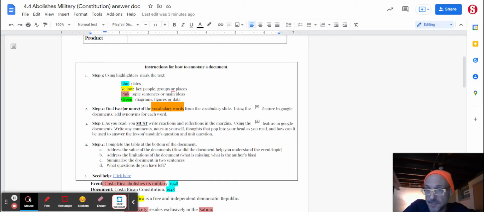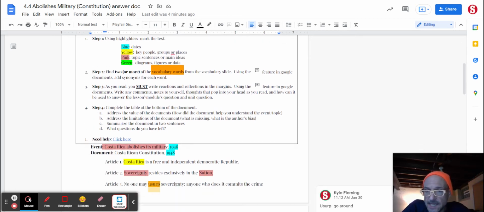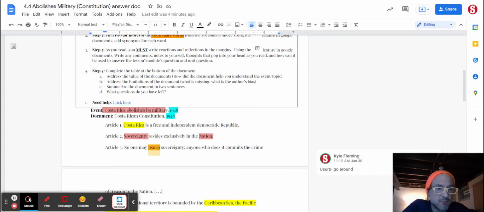We're highlighting. Blue is dates, yellow is key people, groups, places, pink topic sentences, green is diagram, and we now have orange, right? That we should highlight and also add a feature and try to make some kind of definition or synonym for the word. As you read, you must write reactions and reflections in the margins, right? Write any comments, notes to yourselves, thoughts that pop into your head. Four, we have to complete the table at the bottom. And I think that is about it. So let's get rolling on this.